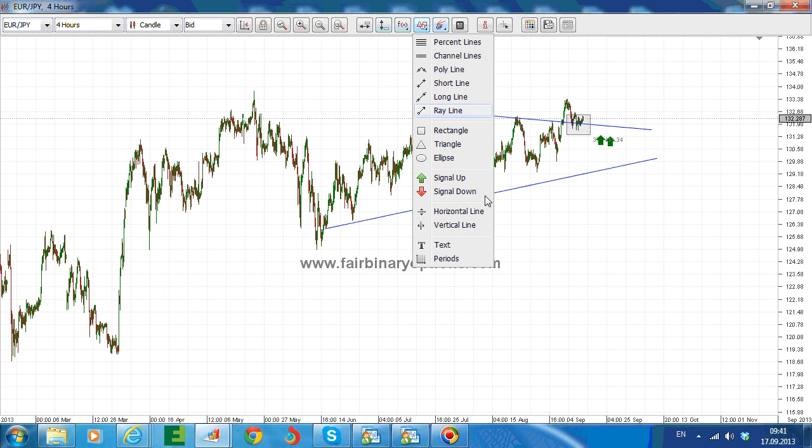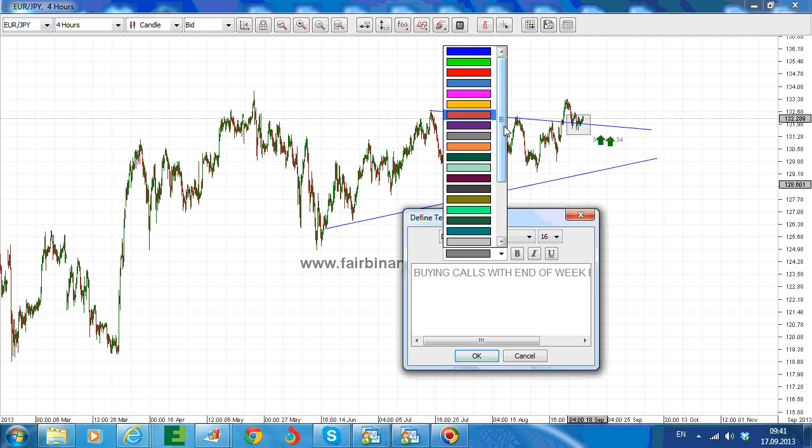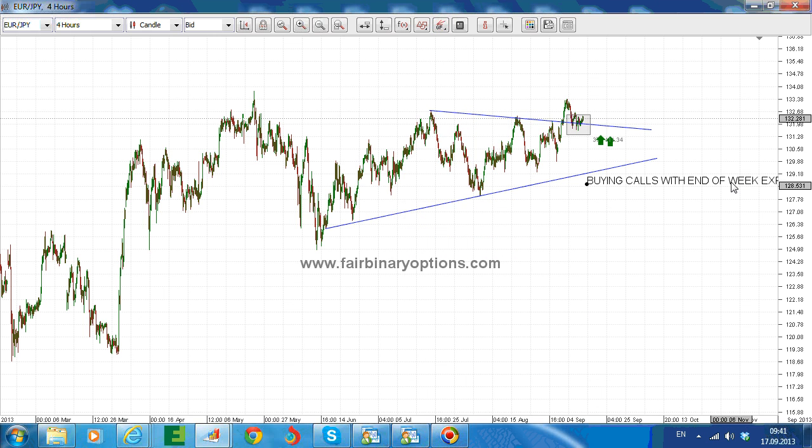So we are looking to buy calls. Let me write here. So buying calls, and we are buying calls with attention again, end of week expiration. Let's make this one something like this and black. Why end of week expiration? Because this contracting triangle is not coming out of an hourly chart or 5-minute chart, but this contracting triangle is coming out of a 4-hour chart, and on a 4-hour chart things need to develop a bit more.